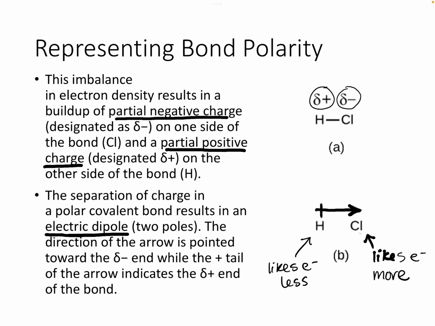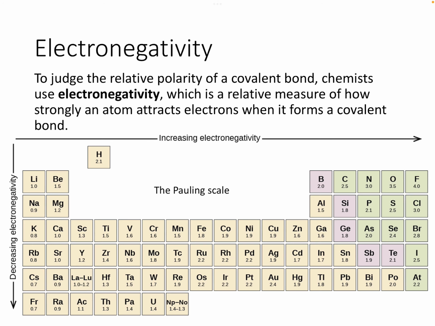Now, there was a chemist who put together a table of what's called electronegativity values to help us figure out which atoms like electrons more and which atoms like electrons less. So electronegativity is a relative measure of how strongly an atom attracts electrons when it forms a covalent bond. The scale that we use most often for electronegativity is called the Pauling scale, after Linus Pauling.